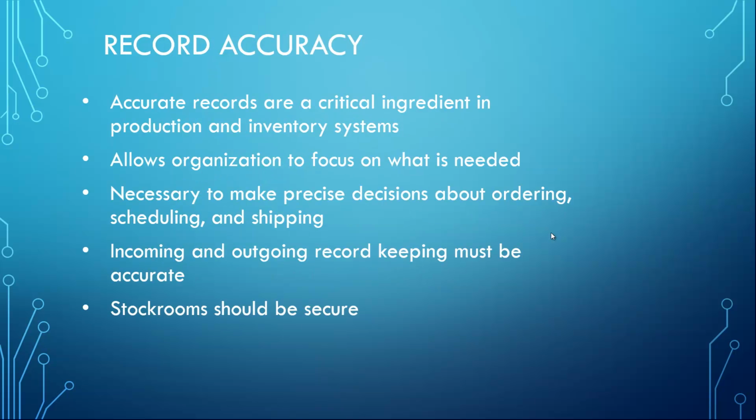As stated before, it's very important to ensure and maintain accurate inventory records. Accurate records will allow the organization to focus on what's needed. It will allow the organization to make precise decisions about ordering, scheduling, and shipping. Record accuracy applies to both incoming and outgoing items. To ensure accuracy, all measures should be taken, including securing stock rooms, especially with A items in the ABC classification analysis approach.